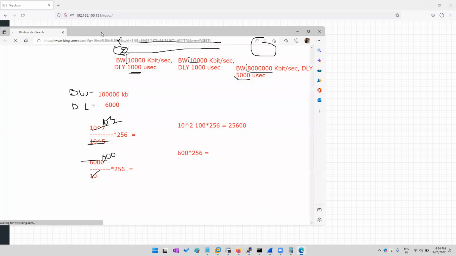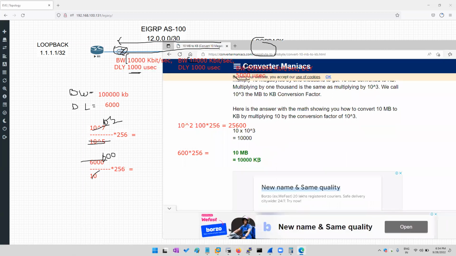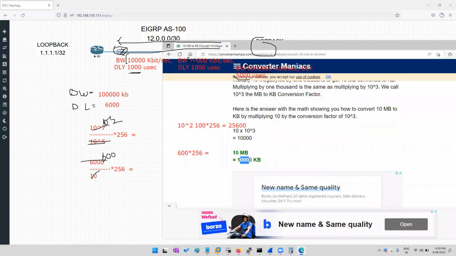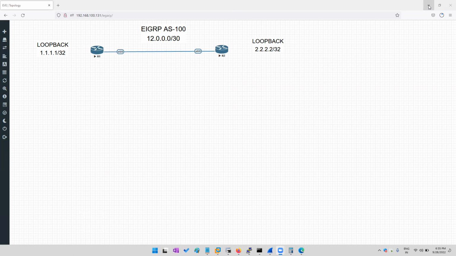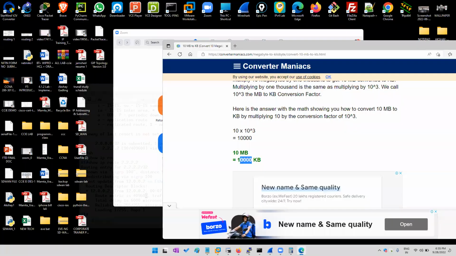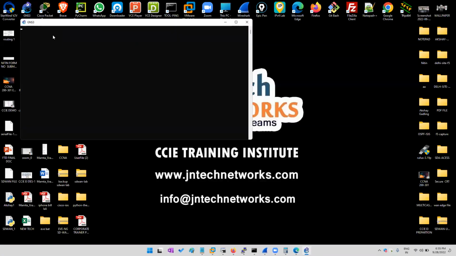So basically, if you verify, 10 MB in KB, use this 1% MB to KB converter. So 10 MB means 10,000. Clear enough? But how much are we getting? 1 lakh. So it's a simulator bug. That is the reason. So this practical on EIGRP metric calculation we can do on GNS3, and the same output we get. Verify now, same lab. Open GNS3. Wait.